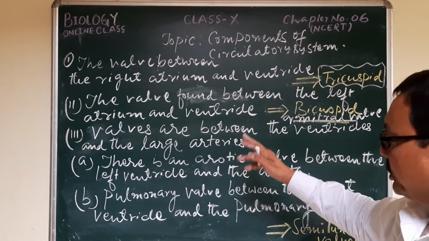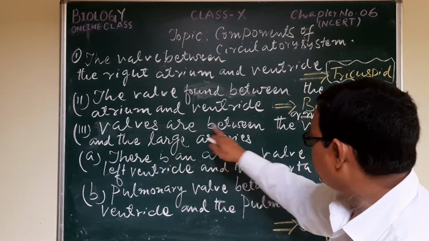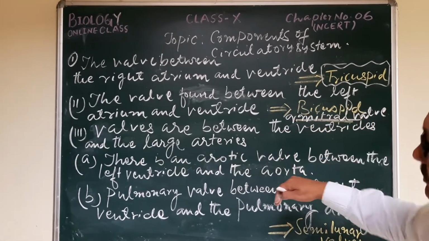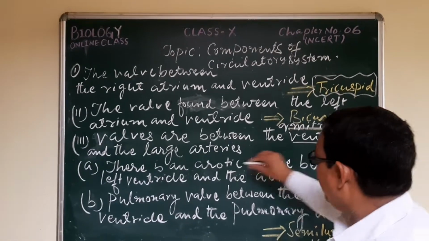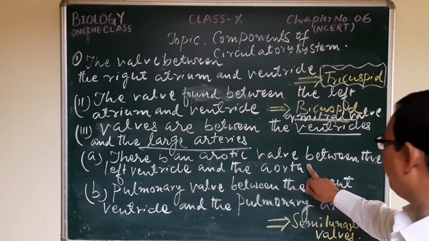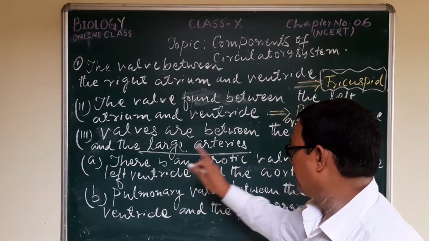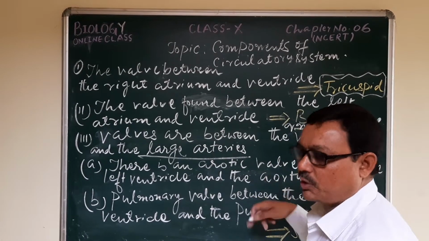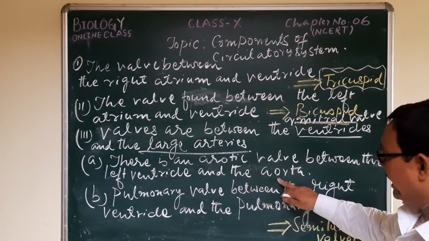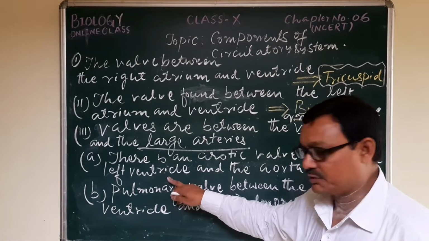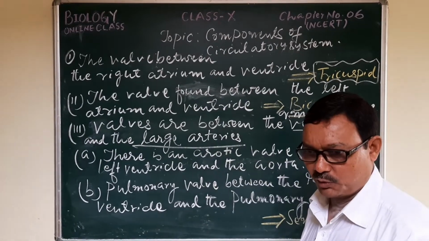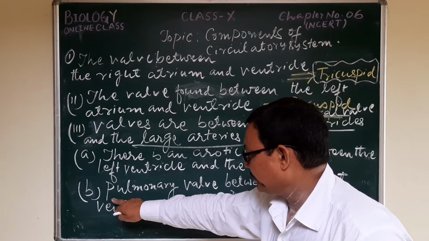And not only between the cardiac chambers, but valves are also between the ventricles and the large arteries. What are these valves? Number one, there is an aortic valve between the left ventricle and the aorta, from where the oxygenated blood is distributed to the different parts of the body. This valve can prevent the backflow of the blood.